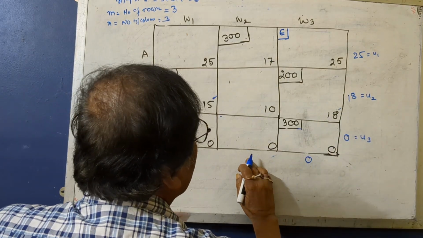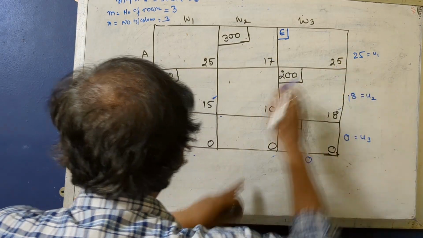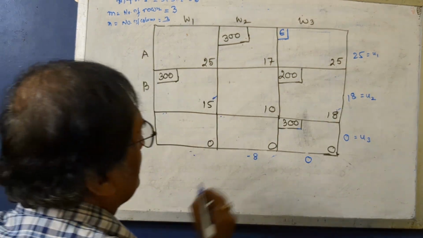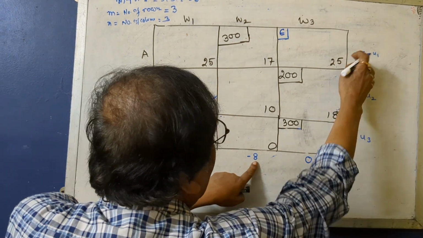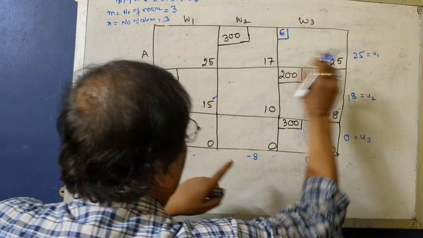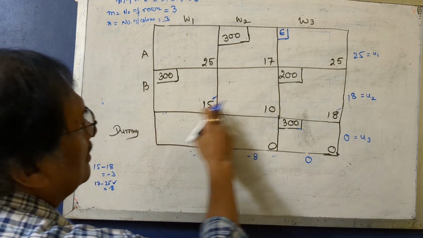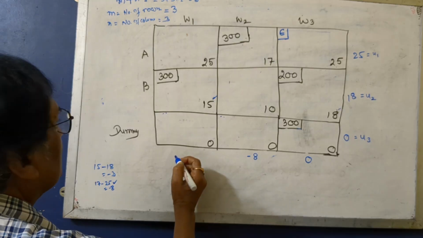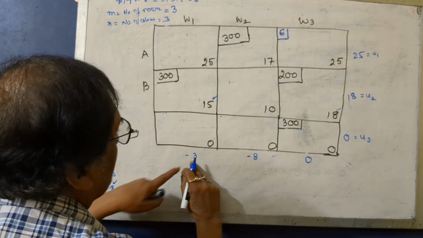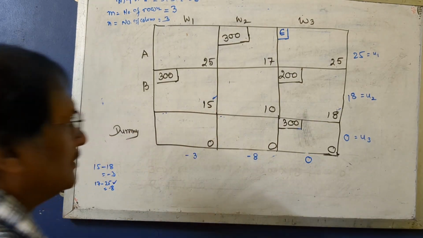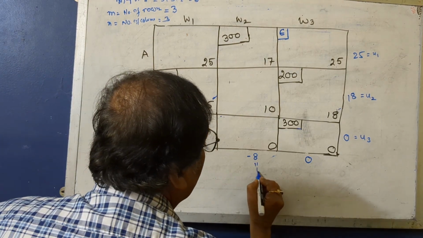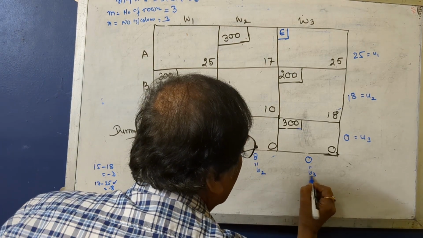First I am finding out this: 17 minus 25. 17 minus 25 is minus 8. In this way you write it. Because now you can check, if you add this, you will get 17. Then 15 minus 18, which means minus 3. You can check, if you add this, you will get this. This part is over. This is V1, V2, and V3.